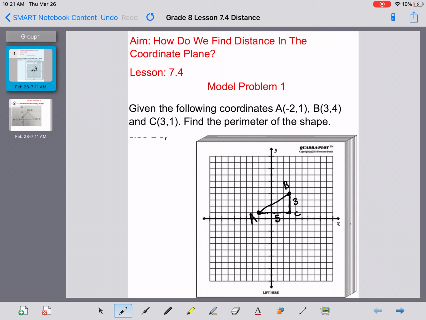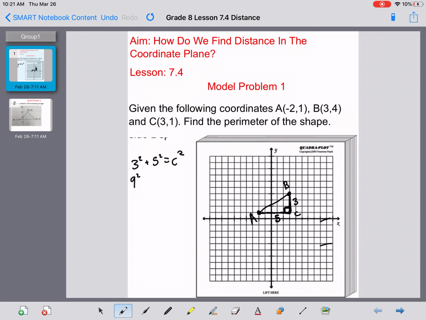But if I notice this shape that gets formed, since I have this vertical line and this horizontal line that meet, it forms a right triangle. So this shape would be a right triangle. And this would be my hypotenuse because it's opposite the right angle. So I have 3 squared plus 5 squared equals c squared.